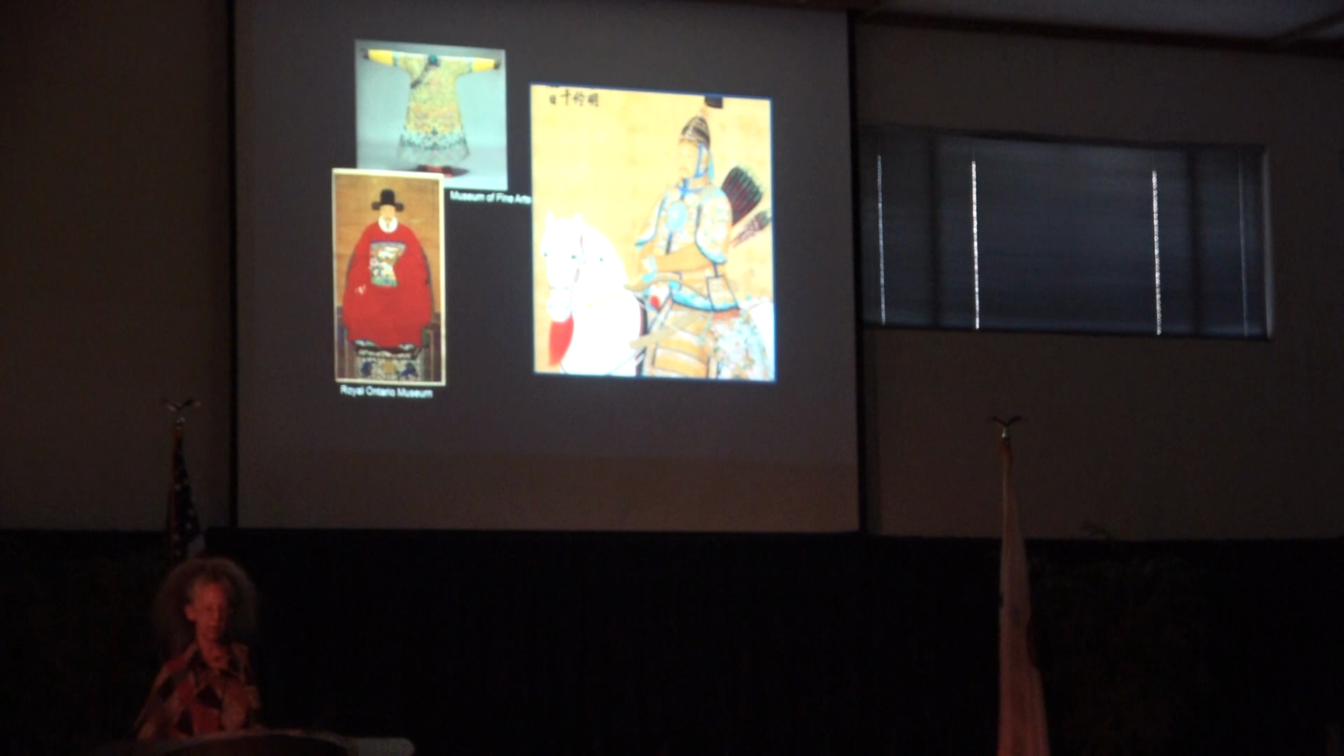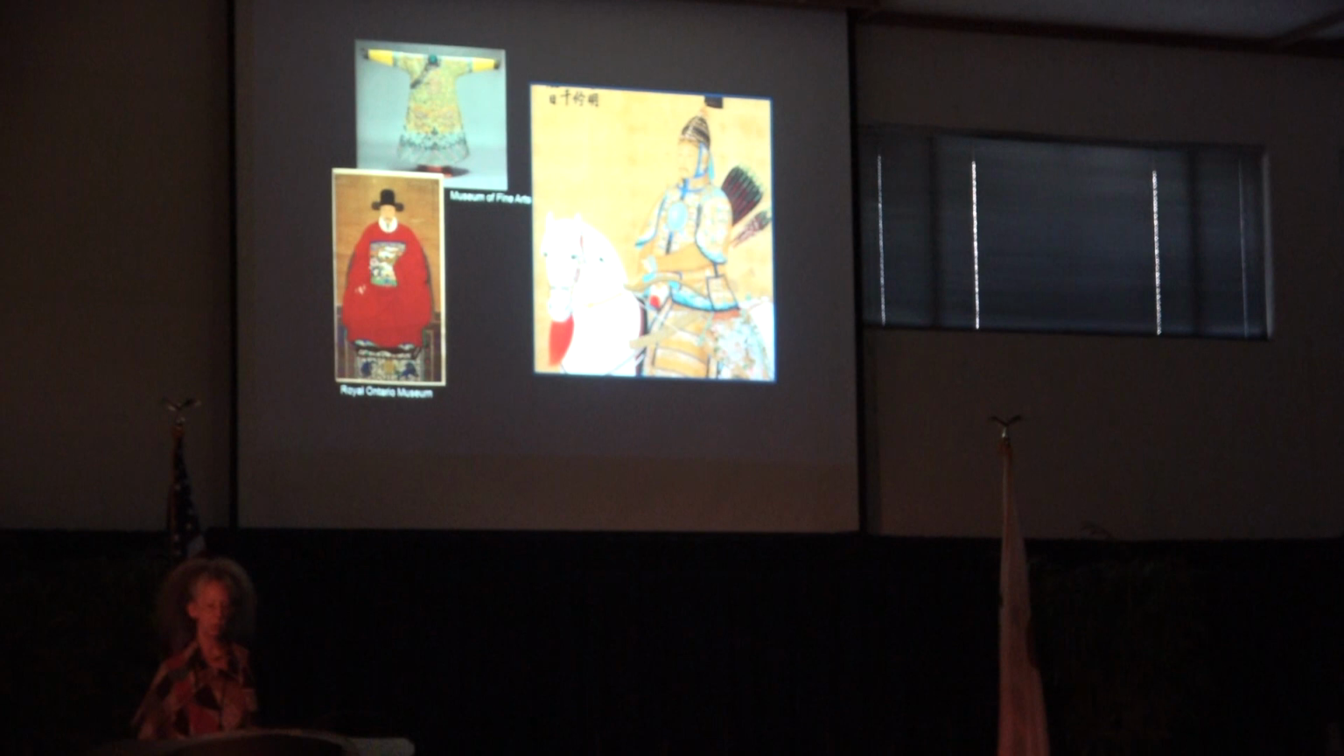The Qianlong Emperor was so into his Manchu culture that he insisted that anybody who spoke to him do so in Manchu. So Castiglione not only had to learn Chinese and writing Chinese, he also had to learn Manchu in order to communicate with the emperor.